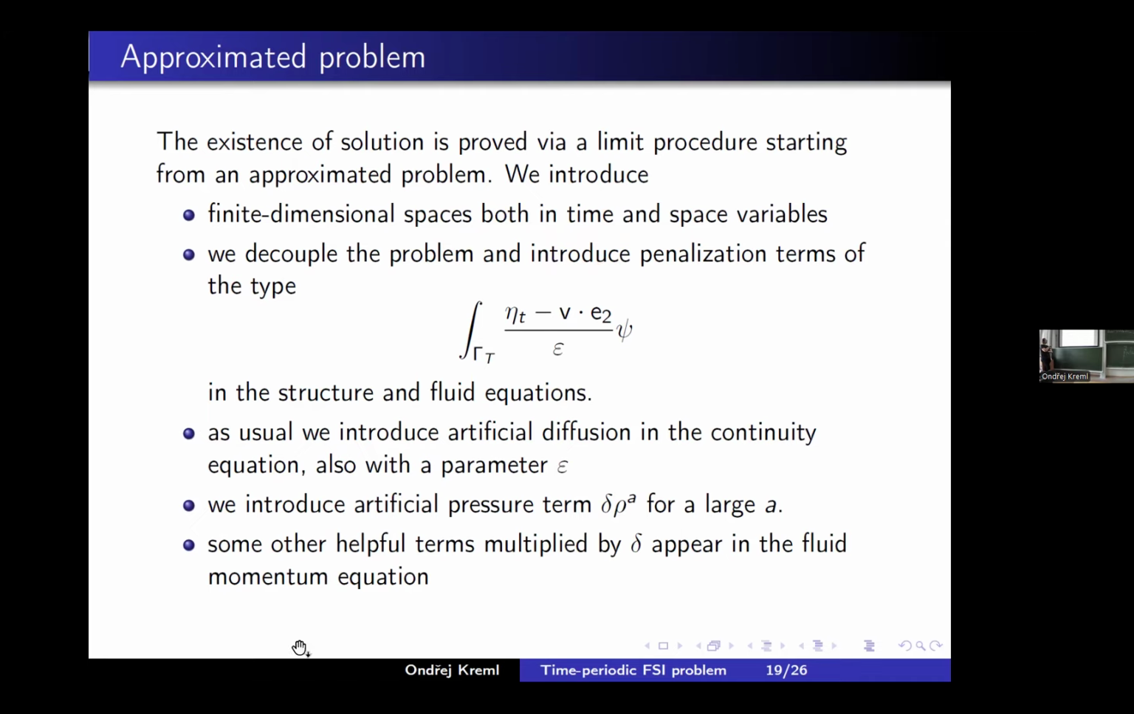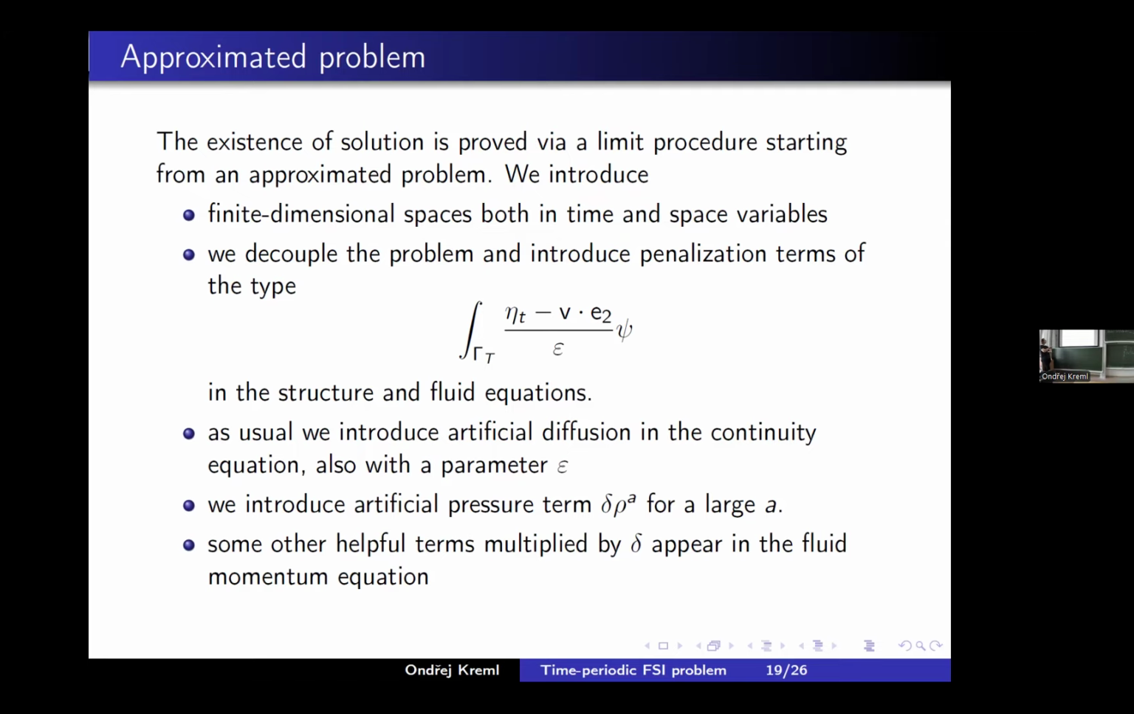First of all, we introduce finite dimensional spaces in time and space variables. Usually we work with finite dimensional spaces in time and space variables together, so that these finite dimensions are the same in the time and space variables. However, in our case, this is not possible. I will try to explain why it is not possible. You have to have a separate basis for the time variable and a separate basis for the space variables, and you have to first pass to the limit in one of them, and only then pass to the limit in the other one.